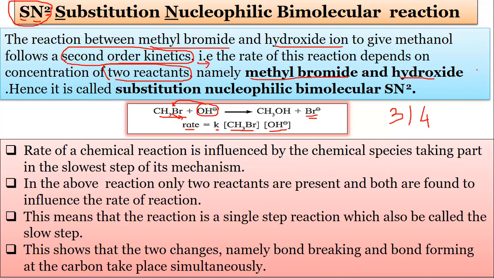Okay, hydroxide ion. So the reaction is called substitution nucleophilic bimolecular reaction, SN2. Why is it bimolecular? Because the rate depends upon the concentration of the two reactants.